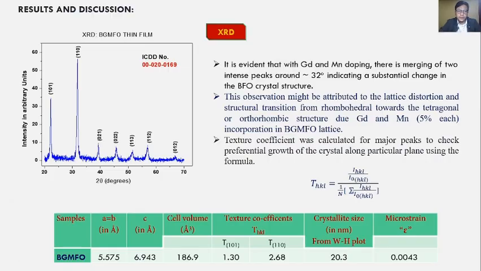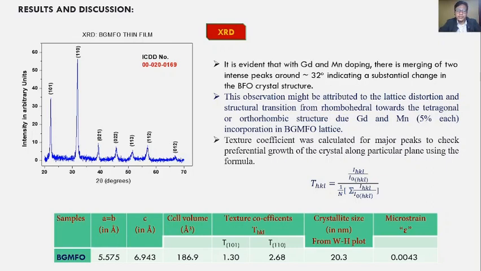At first, we take the XRD, which gives the XRD patterns in which, in pure BFO thin films, there were two splitting peaks at around 32 degrees, but these merged into a single peak in BFO thin films co-doped with Gd and Mn. So there's a structural change from the rhombohedral structure towards orthorhombic or tetragonal structures.